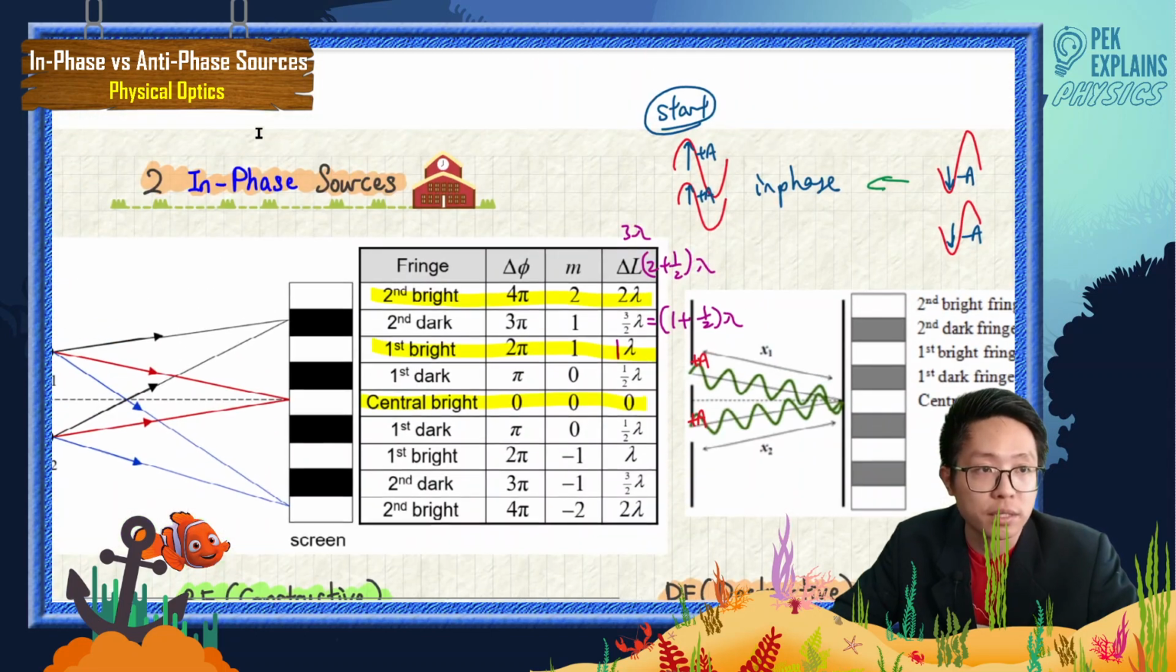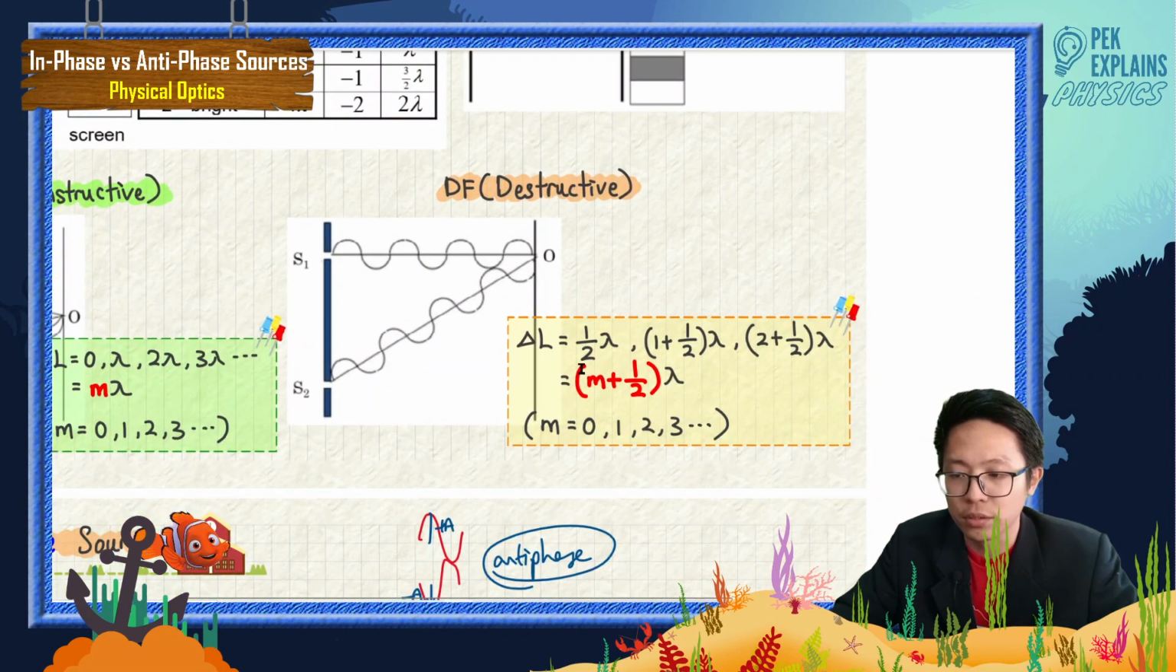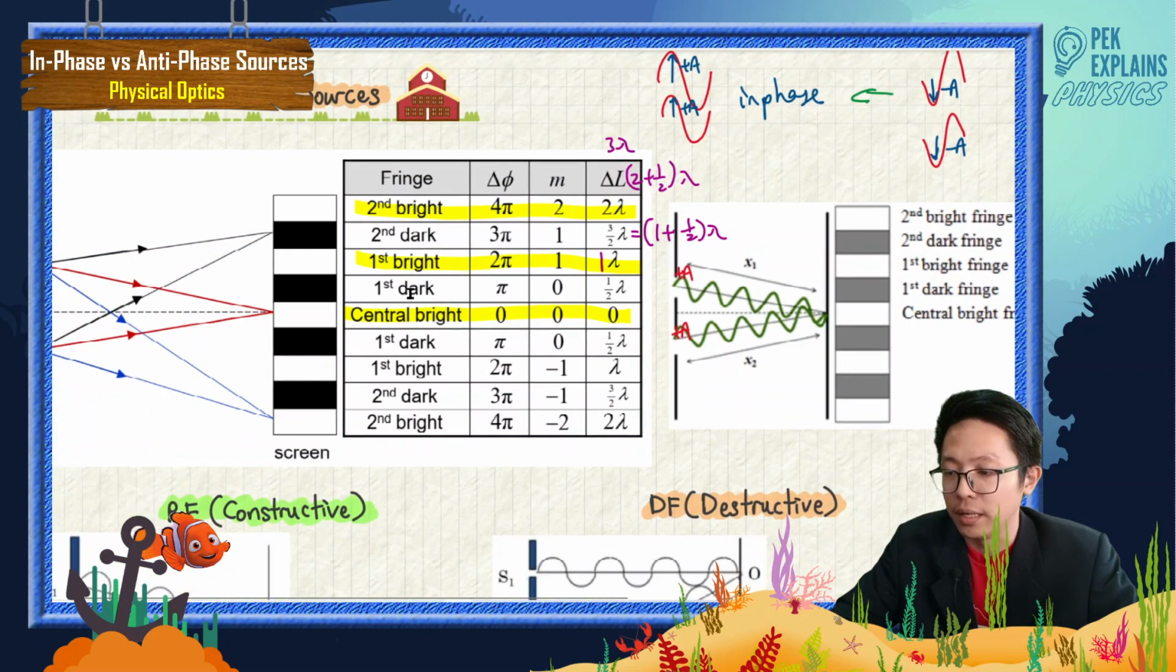That's for in-phase sources. They all form bright fringes. But whatever follows the pattern of half lambda, 1 plus half lambda, 2 plus half lambda, where half lambda is actually 0 plus half lambda, whatever has a half there forms a dark fringe. Half lambda forms the first dark, 1 plus half forms the second dark, and 2 plus half lambda forms the third dark.